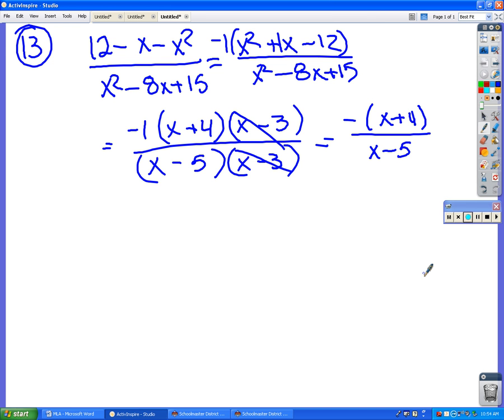What does the book have? No, the book has the negative out in front. Right, they're being jerks and saying, haha, which one's negative?